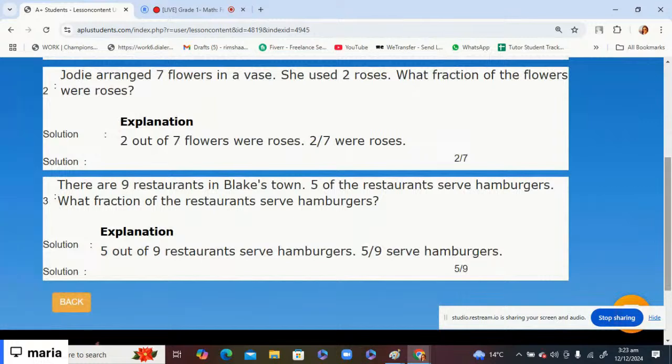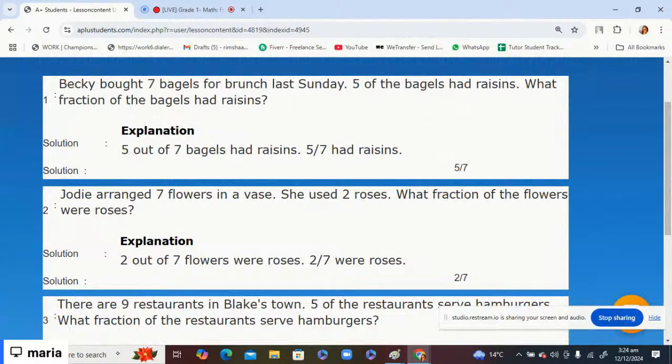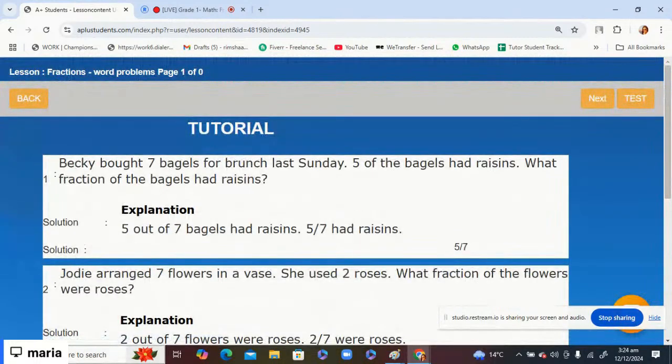There are 9 restaurants in Black Town. How many total restaurants? 9. 5 of the restaurants serve hamburgers. What fraction of the restaurants serve hamburgers? 5 of the restaurants are interested, and the total number of restaurants is 9. So 5 by 9. Okay. Let's do the test questions.